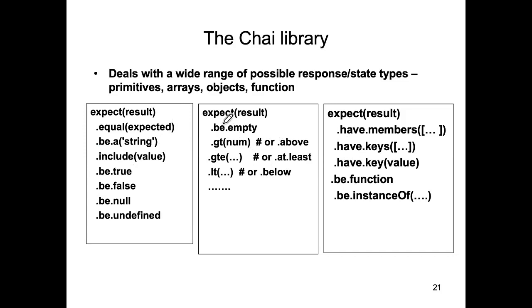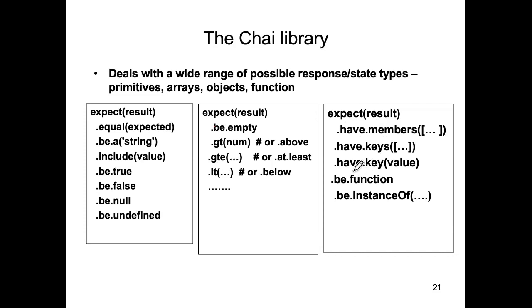Maybe a method returns, in some scenarios, an empty array. Well, that's what we're checking for here. Over here, we have already seen the have members. Maybe a method returns an object with some key value pairs, and here we're checking to see, does it have particular keys within that object?